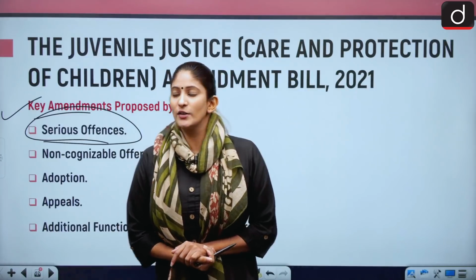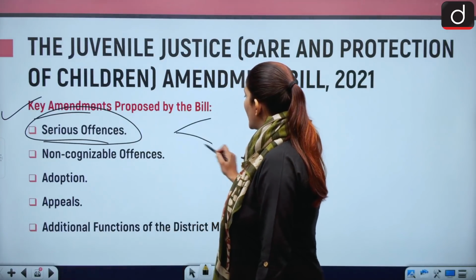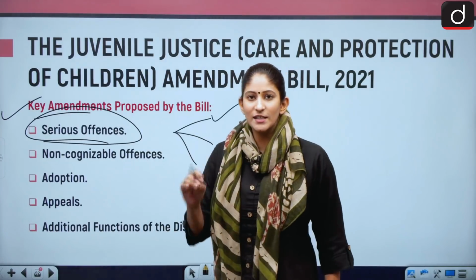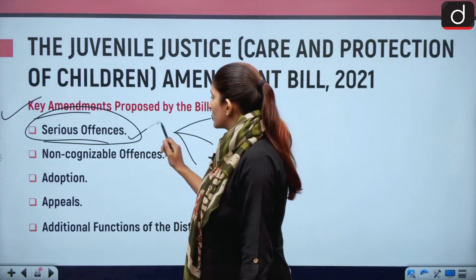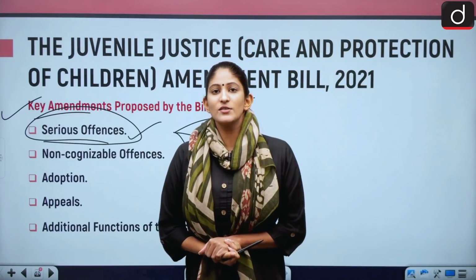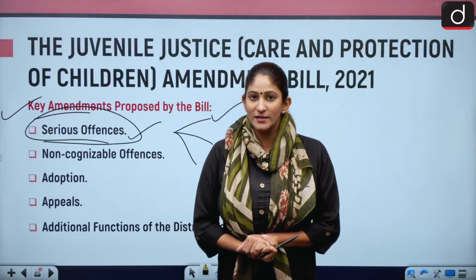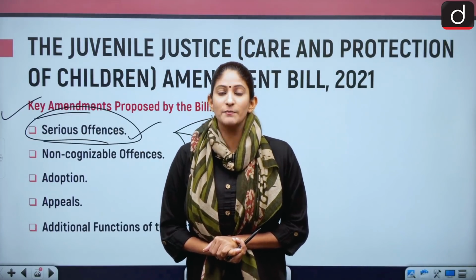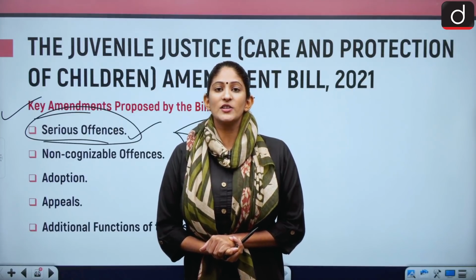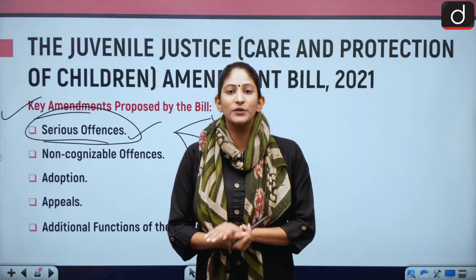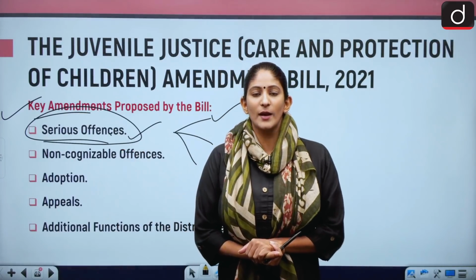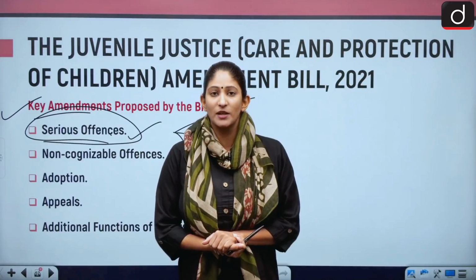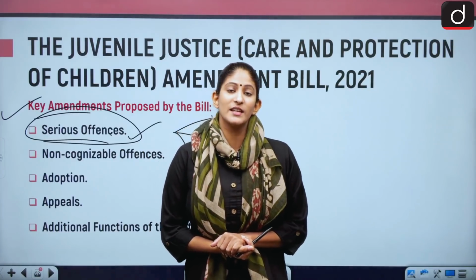Right now there are three kinds of offences. First is heinous offence, then we have serious offences, and we have petty offences. What are serious offences? Serious offences are those offences which under the IPC, Indian Penal Code, or any other law are punishable within the time frame of 3 to 7 years. Now according to this new amendment, any offence which is punishable for more than 7 years is also a serious offence.